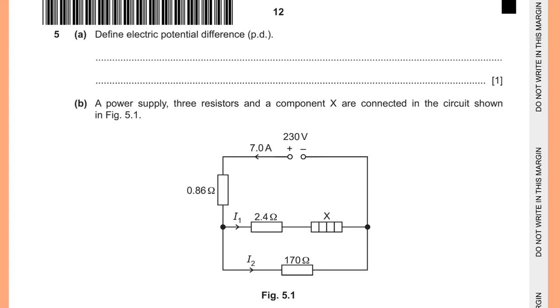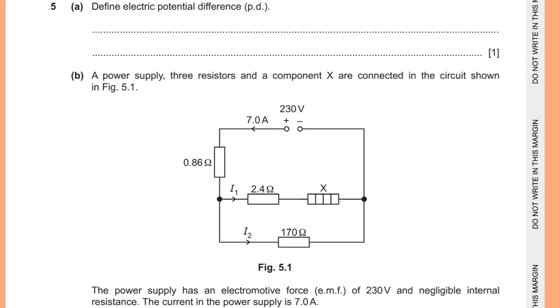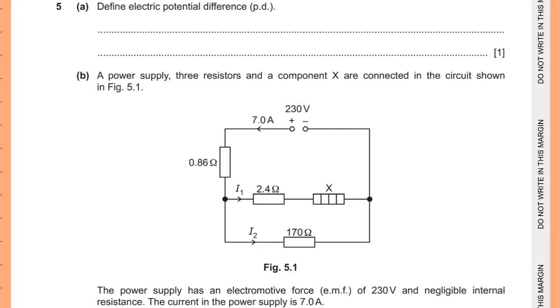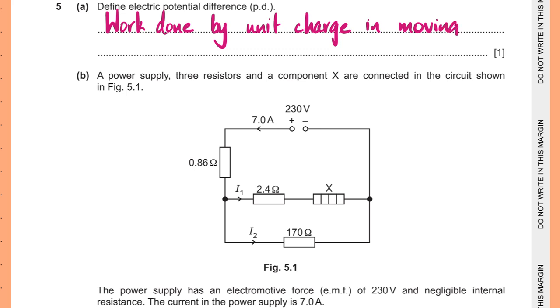Let's go on to question number 5 now. Define electric potential difference. This is a question which is asked a lot, and it's the same as it used to be in O-level, so you still need to be able to ace this. So electric potential difference, I write it in terms of work done. So this is the work done by a unit charge in moving across a component.